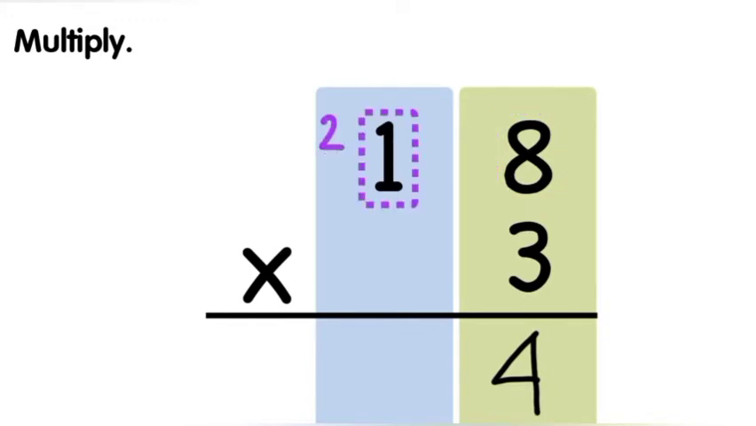Next, multiply the tens by 3 and add the regrouped tens. 1 ten times 3 equals 3 tens, plus 2 tens equals 5 tens. 18 times 3 equals 54.